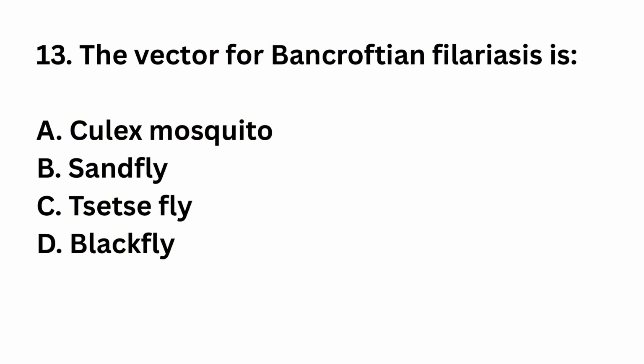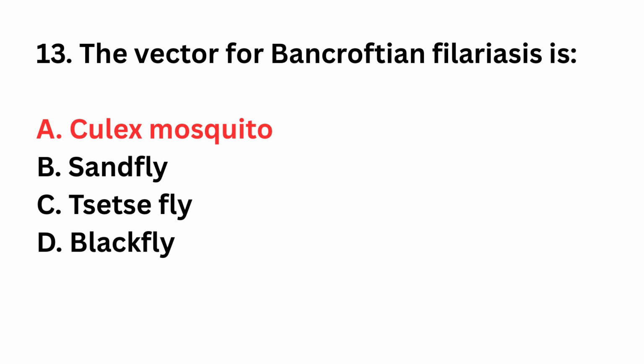Question number 13. The vector for Bancroftian filariasis is Culex mosquito, sandfly, tsetse fly, black fly. The right answer is option A, Culex mosquito. Culex mosquitoes transmit Wuchereria bancrofti. Chronic infection leads to lymphatic obstruction.